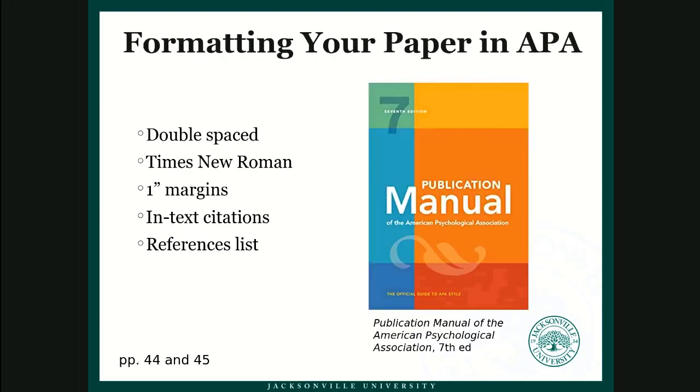So when you start your paper, when you're formatting your paper, you want to make sure that it's double spaced, Times New Roman, 1-inch margins, and then you're always going to cite your sources twice. You're going to cite them throughout the text, so anytime you mention a source, whether you're using a direct quote, whether you're paraphrasing the source or summarizing the source, you do want to use the in-text citations, and we'll look at that in just a little bit.